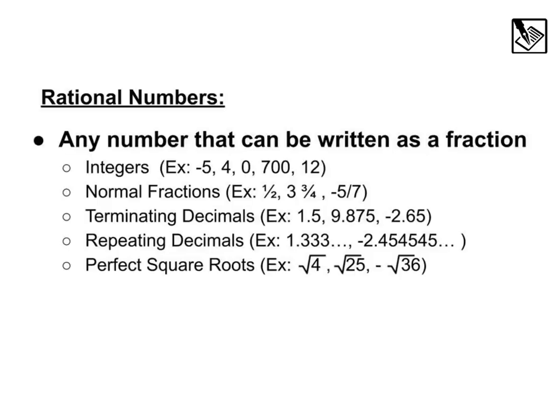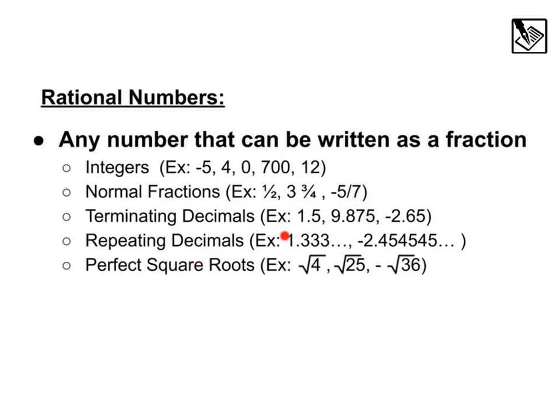Let's get to it. So the short math definition of rational numbers is any number that can be written as a fraction. We have several subcategories. Integers are negative or positive whole numbers. Those can be fractions if you put them over 1. We have normal fractions. This would be anything we'd normally write as a fraction already. Terminating decimals means the decimal ends, such as 1.5, 9.875. It stops. It doesn't keep going.